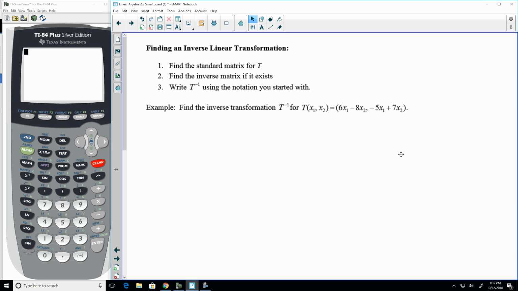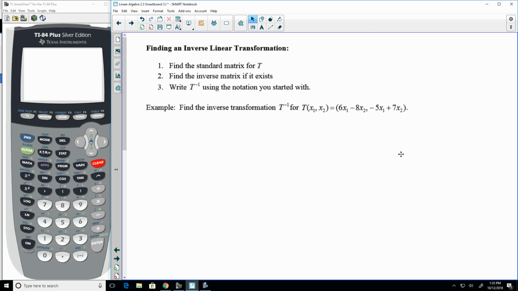So if you have a linear transformation, any linear transformation can be written as a matrix times a vector, right? So how do you find the inverse linear transformation? We're thinking about these transformations as functions. So how do we find the inverse function, the one that'll send us back? Well, of course, it's going to be the inverse matrix. Find the inverse matrix, we get the inverse transformation. So find the standard matrix for T, find the inverse matrix if it exists. You don't always get that. And write T inverse using the notation you started with.